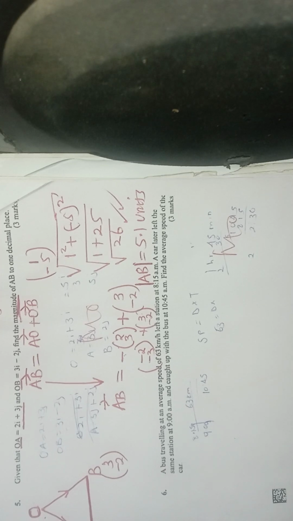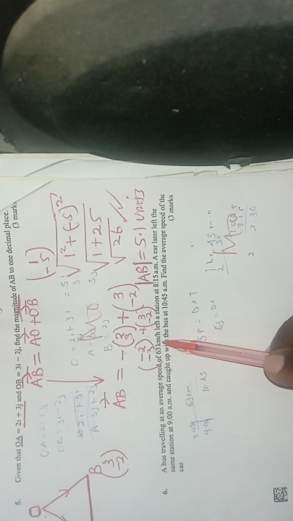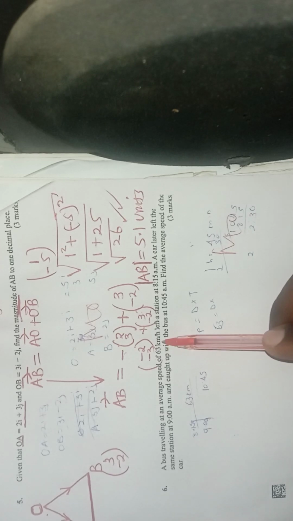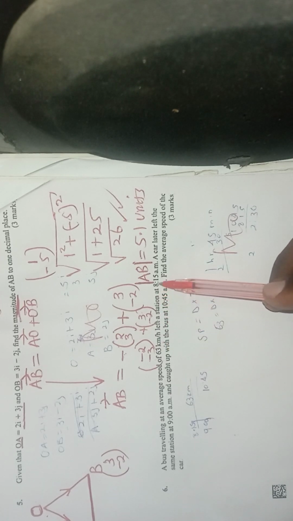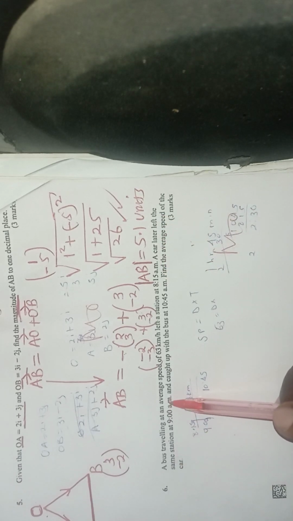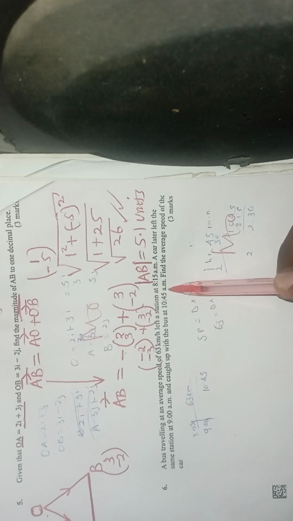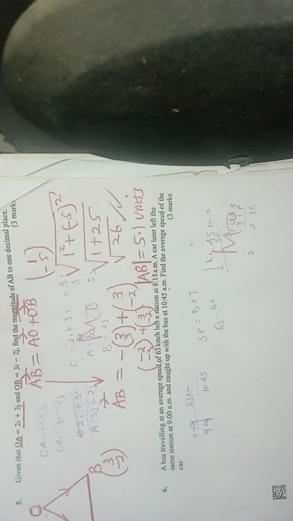Now let's look at this other question. That's question number 6. The question says, a bus traveling at an average speed of 63 kilometers per hour left a station at 8:15 a.m. A car left the same station at 9 a.m. and caught up with the bus at 10:45 a.m. Find the average speed of the car.